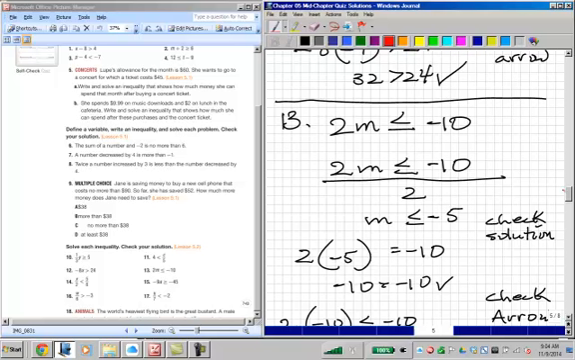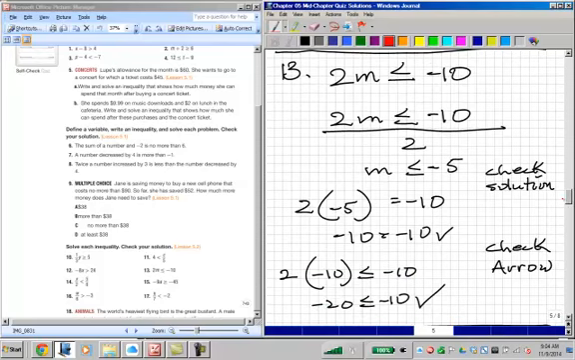Okay, so I'm going to check my solution. 2 times negative 5 should equal negative 10. Negative 10 equals negative 10. It does. Now I'm going to check the arrow using the original inequality sentence, plugging in a number that's in the solution area. M is less than or equal to negative 5, so actually anything would be all right, negative 6, negative 7. I don't know why I used 10, I just wanted to use negative 10. 2 times negative 10 is negative 20. Negative 20 is less than or equal to negative 10. So it checks.